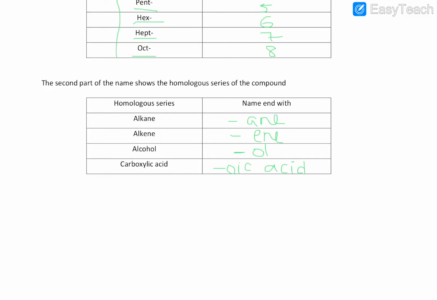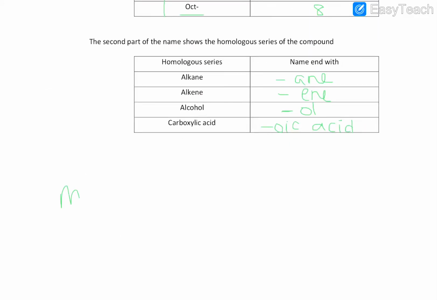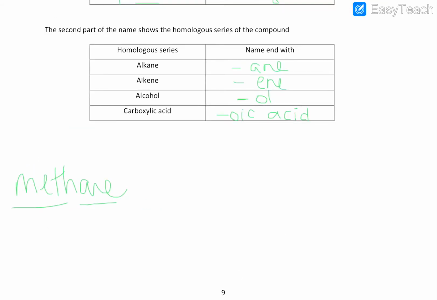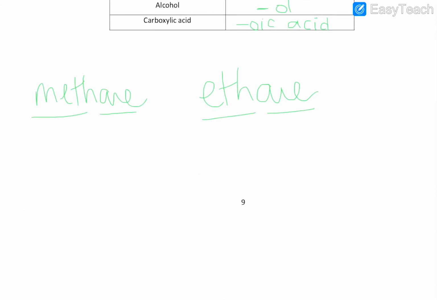Okay, let's see a few examples. Let's say I have methane. Methane has 1 carbon and is from the alkane family. Let's say I have ethane. Ethane has 2 carbons, is from the alkane family. There's not going to be any double bonds. So I know there's going to be 2 carbons and there's not going to be any double bonds. So then I can find the structure of ethane like this. We'll do more practice about the structure.